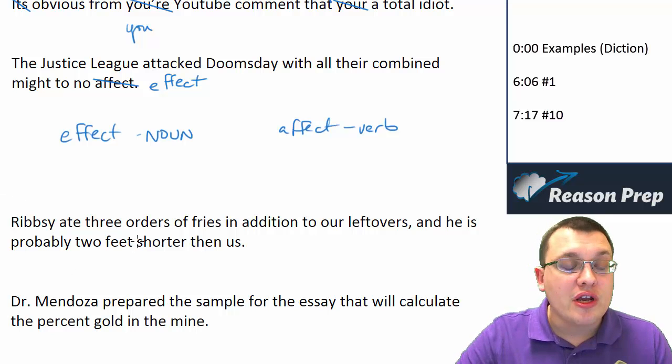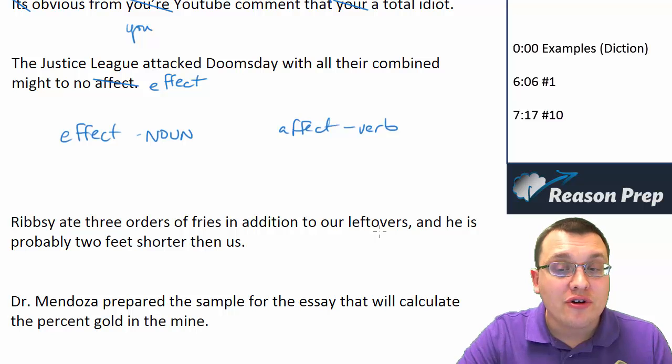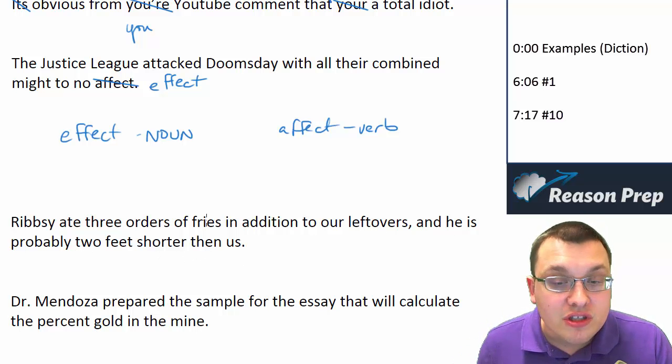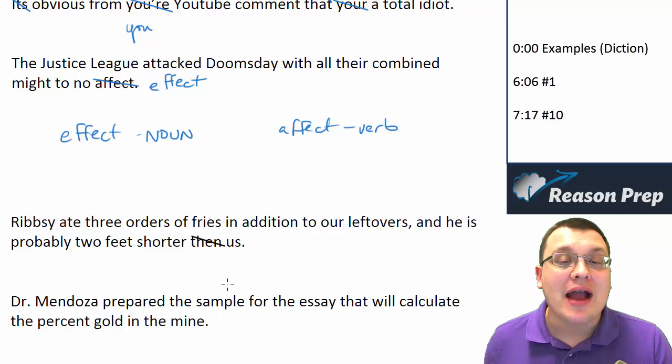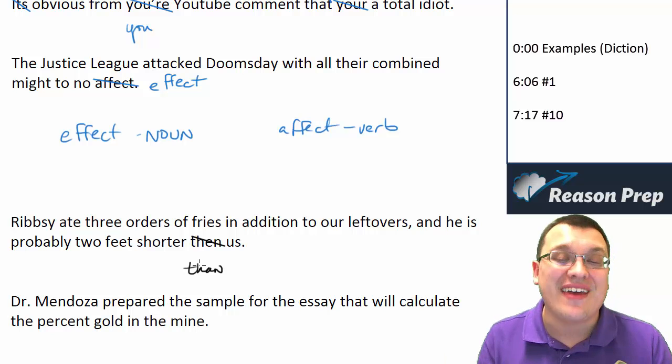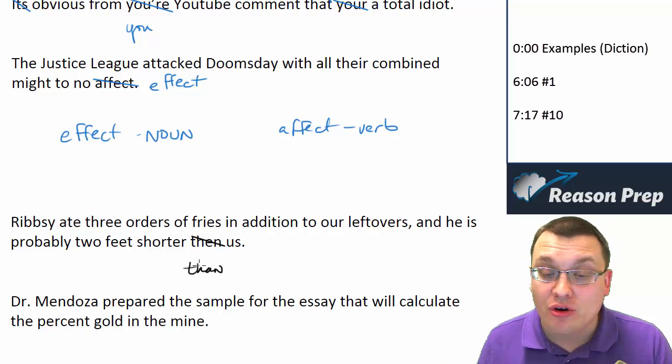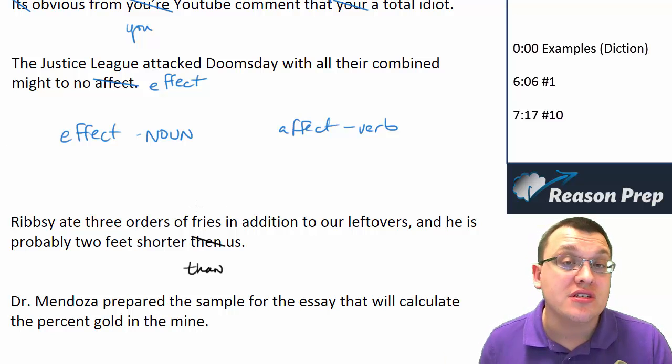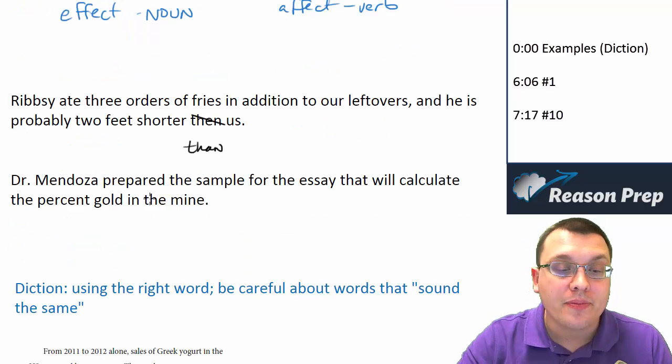Ribsy ate 3 orders of fries in addition to our leftovers, and he is probably 2 feet shorter than us. So here we're using the wrong "then." When we're making a comparison, we use "than," right? He is 2 feet shorter than us, with an A to show comparison. "Then" shows time, shows sequence of events.